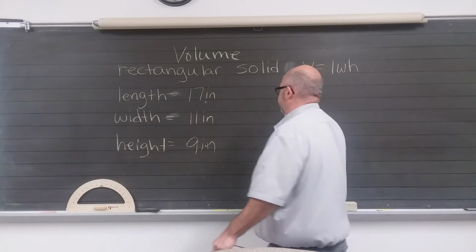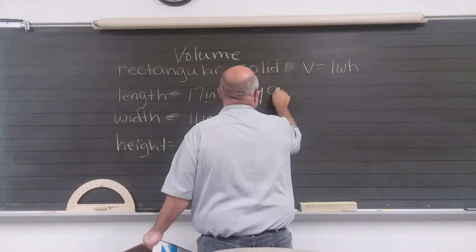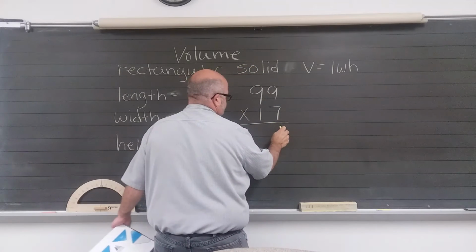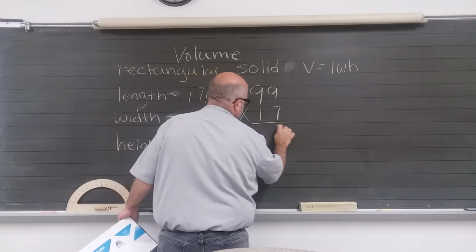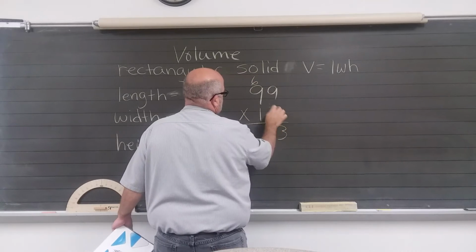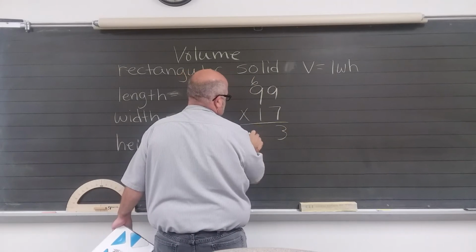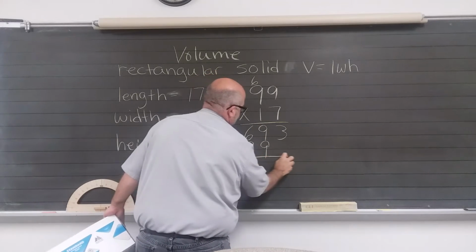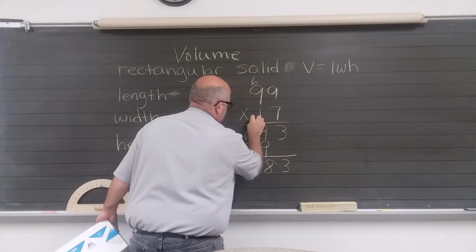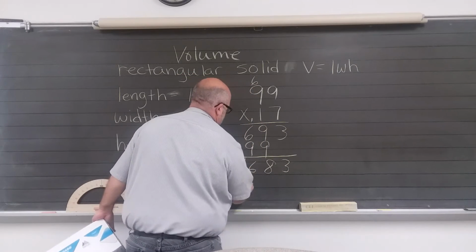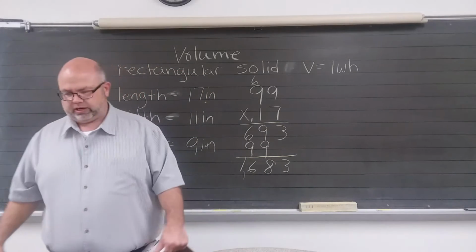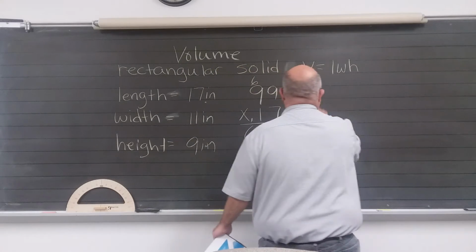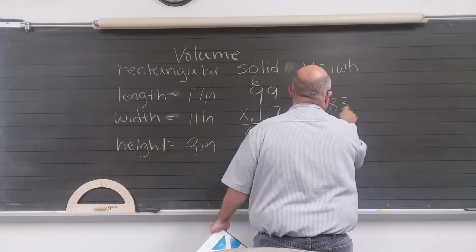11 times 9 is 99 times 17. 9 times 7, say it. 7 times 9, 63 plus 6 would be 69. 9, 3, 8, 1, 15, 16. I have my answer here, make sure. All right, and what is my label? So I have 1683.